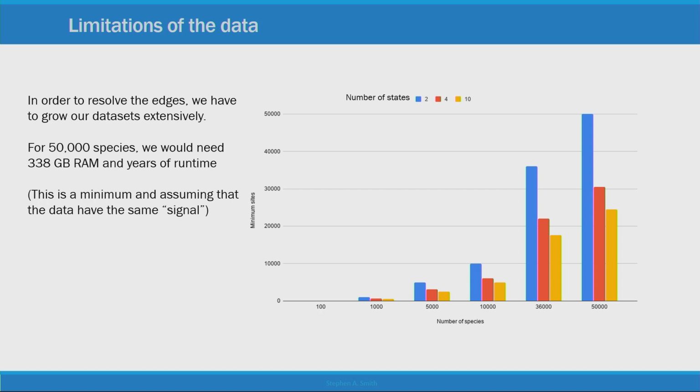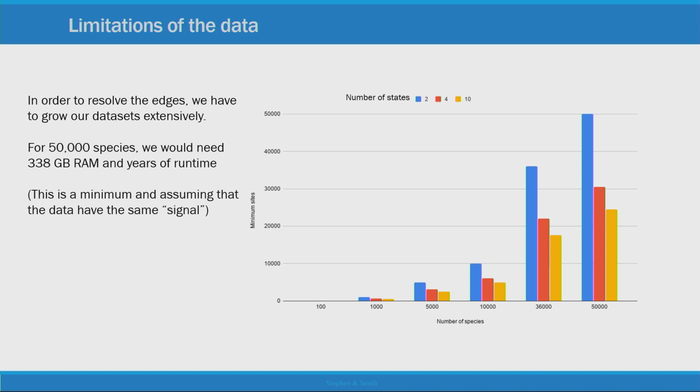We can say in order to resolve the edges that we had for that 50,000 tip tree, I said there was a lot of uncertainty. In order for there to be no uncertainty in those relationships, then instead of 60 gigabytes of RAM, we would need 338 gigabytes of RAM. That's the minimum amount of data that we would need. You can see in this plot basically that I have the number of states from 2, 4, and 10, and then the number of species, and you can see the increase in the amount of data that we would need on the y-axis there.